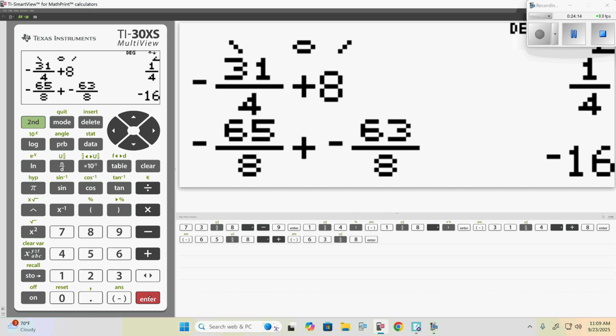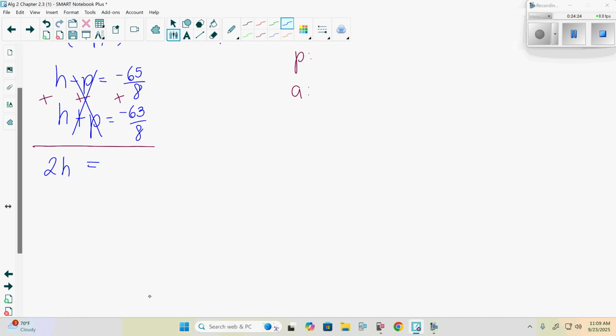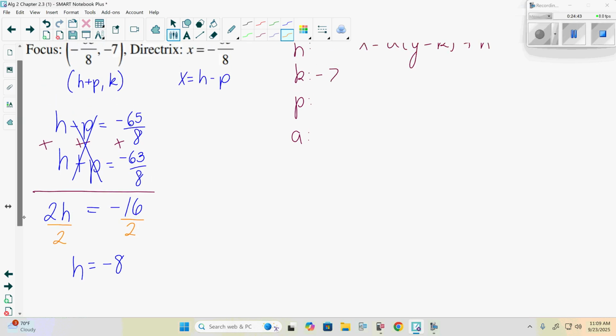I would just stick that right in the calculator and let it deal with that for us. Because negative 65/8 plus negative 63/8 is negative 16. Solve for h. We would divide both sides by 2, telling us h is negative 8.